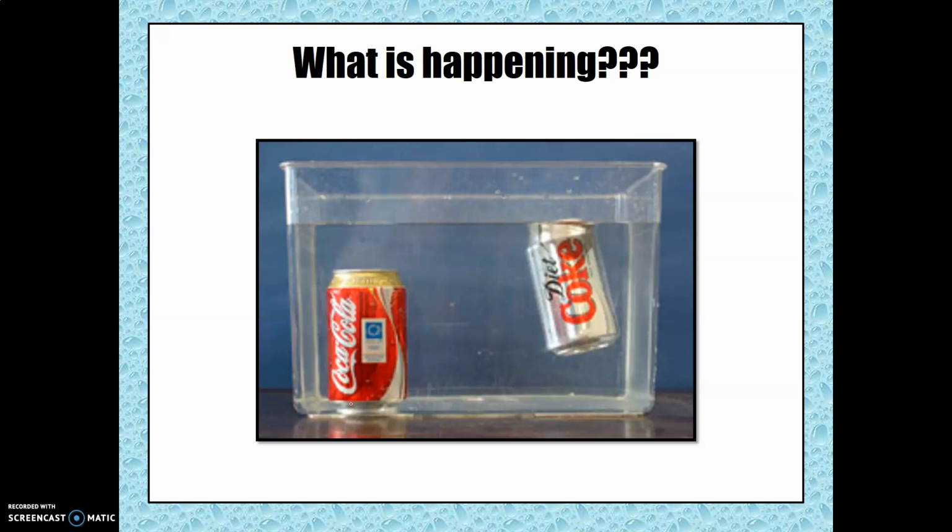That causes the density to be more than the water, and so it sinks. The Diet Coke has less mass. It ends up with a density less than water, so it floats up towards the top.